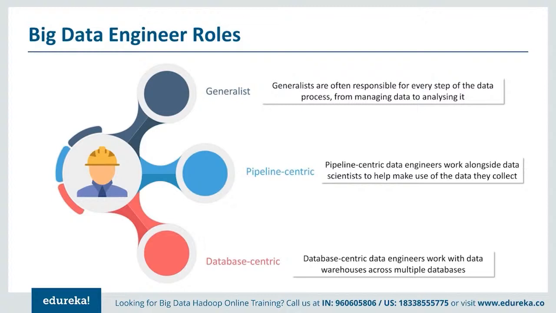Next, we have pipeline-centric data engineers, often found in mid-sized companies. These engineers work alongside data scientists to help make use of data that they collect. Pipeline-centric data engineers need in-depth knowledge of distributed systems and computer science. And finally, we have the database-centric profile. In larger organizations where managing the flow of data is a full-time job, data engineers focus on analytics databases. Database-centric data engineers work with data warehouses across multiple databases and are responsible for developing table schemas.